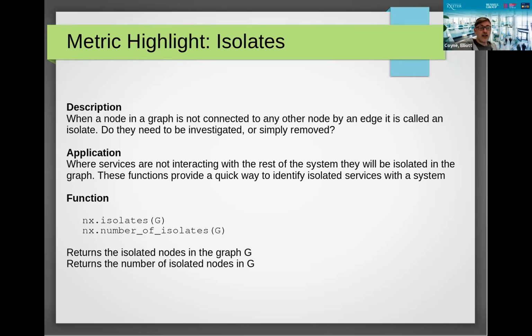And so there's two things that you can do here. You can either look at the isolates, and that'll give you the identification, the ID of these nodes that are sitting on their own, or the number of isolates. And again, that's just an integer symbol. So you know how many there are.